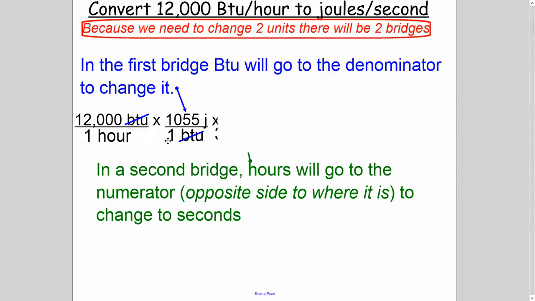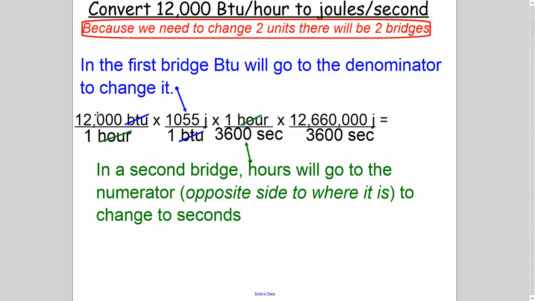Next, and here's the weird part, I want to get rid of hours. Hours are in the denominator. So if I want to cancel them, I can't put hours in the denominator again. I have to put them in the numerator. So I put hours in the numerator. And I wanted seconds. You won't find this on the conversion sheet. You'll have to figure this one out. But 60 times 60, 3,600 seconds. So now the hours will cancel out. And across the top, we multiply those numbers, across the bottom, and then we divide. And we get 3,516.7 joules per second.